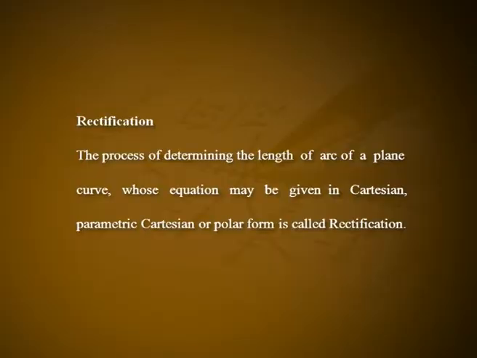With calculus, we can usually do a better job because we can imagine using straight line segments as short as we please, each set of segments making a set of polygonal paths that fits the curve more tightly than before. When we proceed this way, with a smooth curve, the length of polygonal paths approaches a limit we can calculate with an integral. The process of determining the length of arc of a plane curve whose equation may be given in Cartesian, parametric Cartesian or polar form is called rectification.